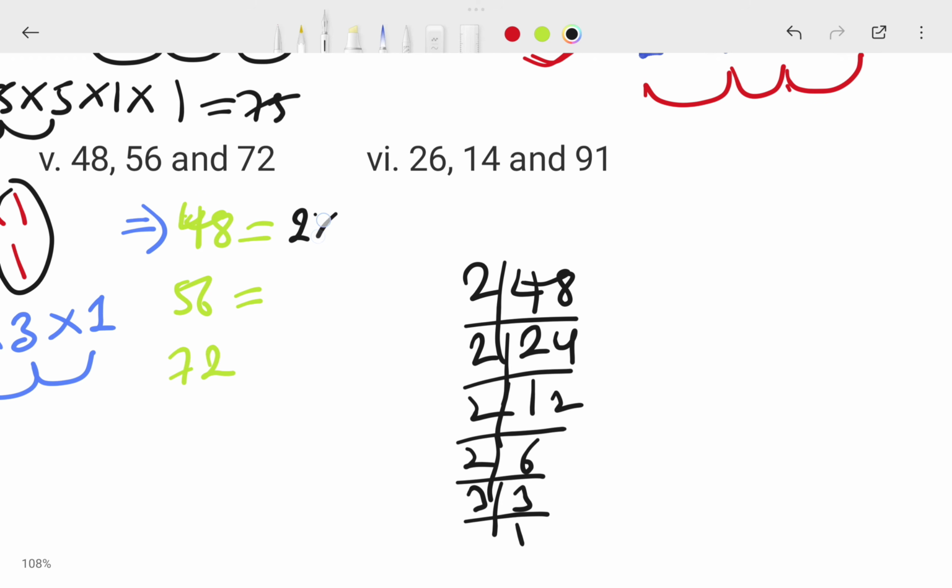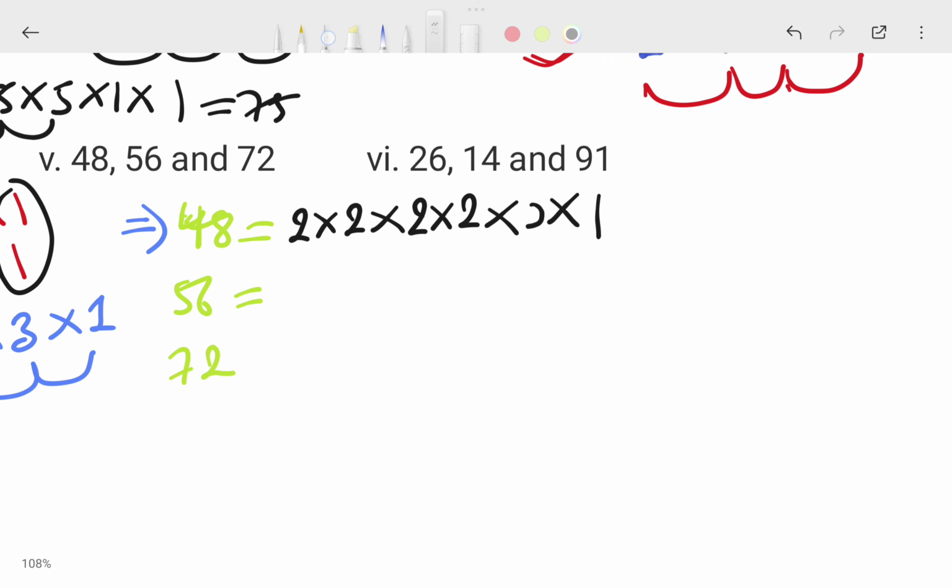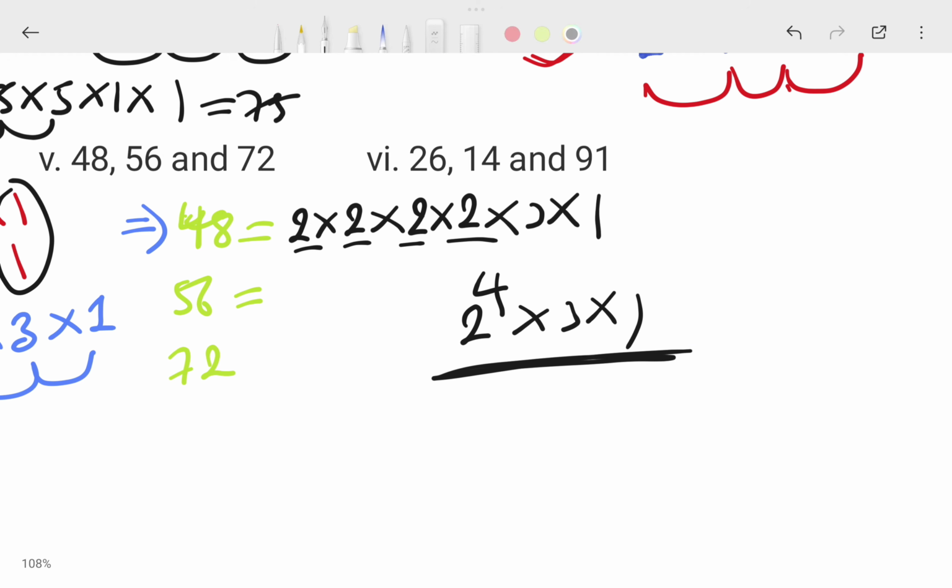You can write it like this: 2 cross 2 cross 2 cross 2, 1 2 3 4, 2 is there 4 times. Then after that, 3 cross 1. You can write it like this also. This 2 is how many times? 1 2 3 4 times. So you can write 2 to the power of 4 cross 3 cross 1. You can write like that also, but it is confusing, so that's why I have written it like that.